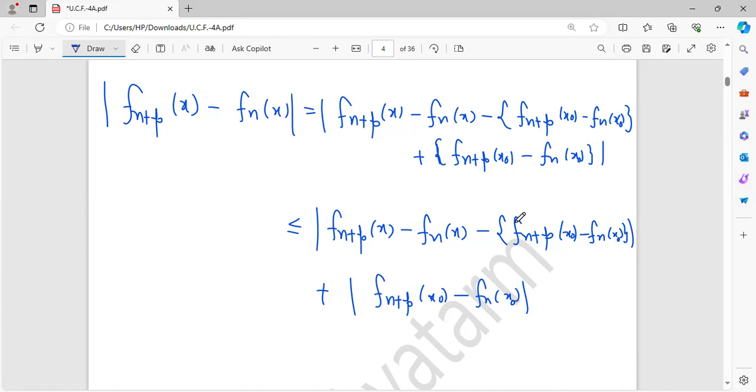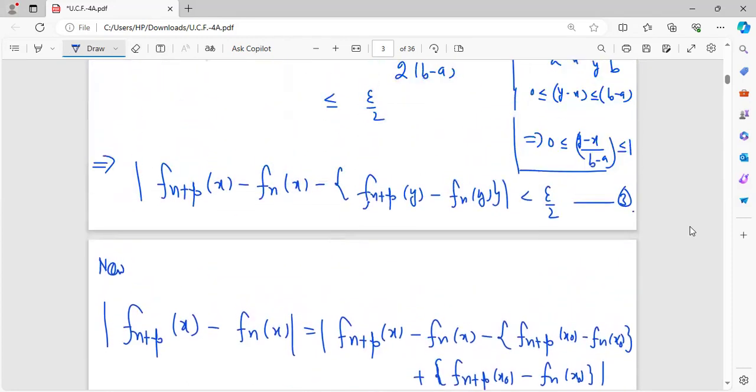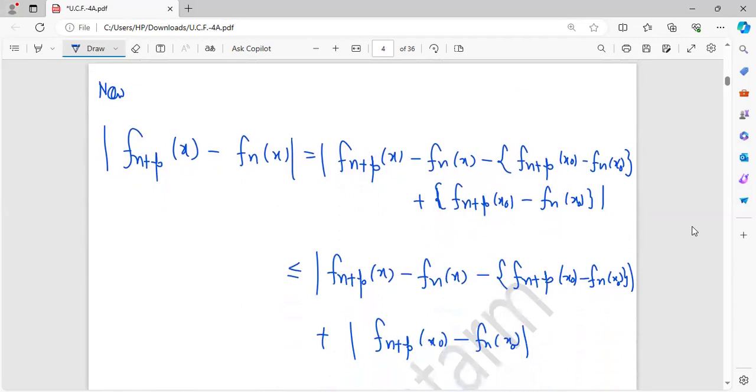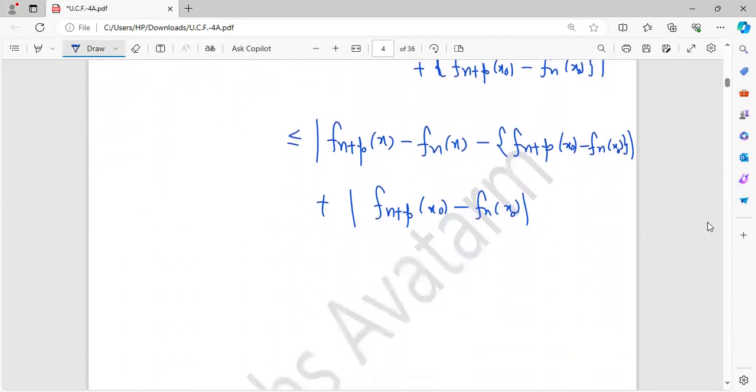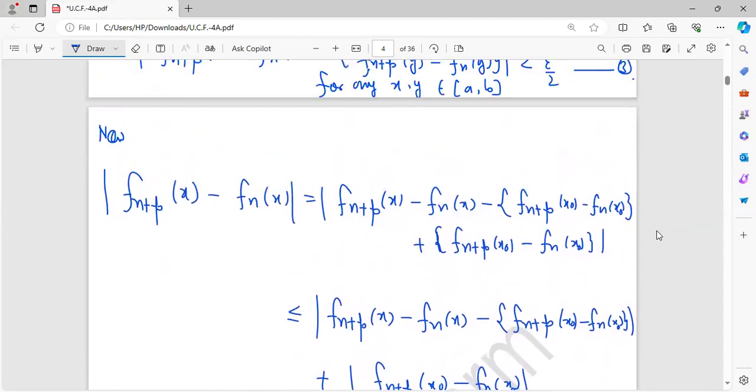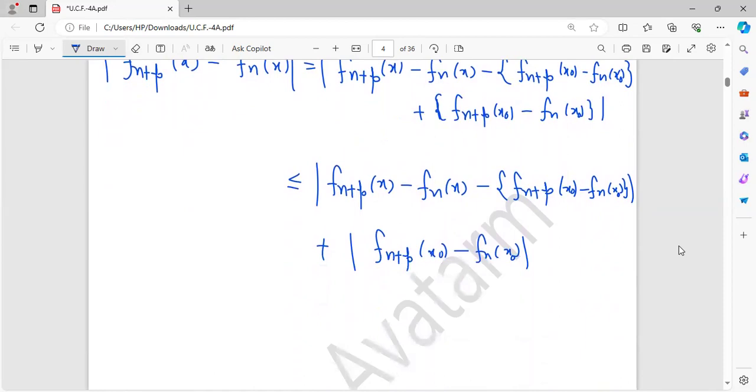Because equation number 3 is true for any x, y belonging to closed interval AB. This is true. So if I take y naught in place of x naught, still it is true. It will be less than epsilon by 2. And from equation number 1, this is also less than epsilon by 2. So both the terms are less than epsilon by 2. So using 1 and 3, we get this is less than epsilon by 2 and this is less than epsilon by 2. So that is epsilon. Okay.